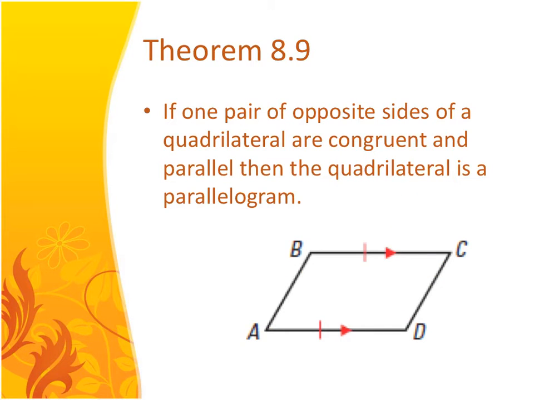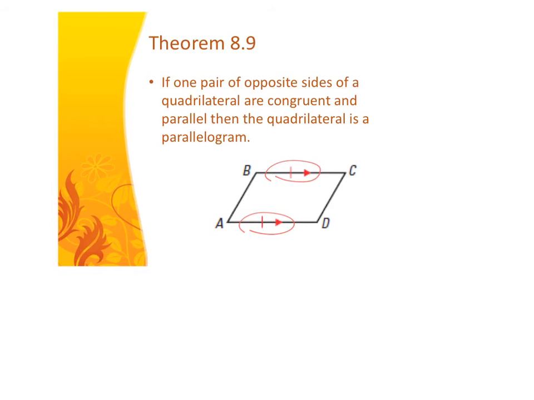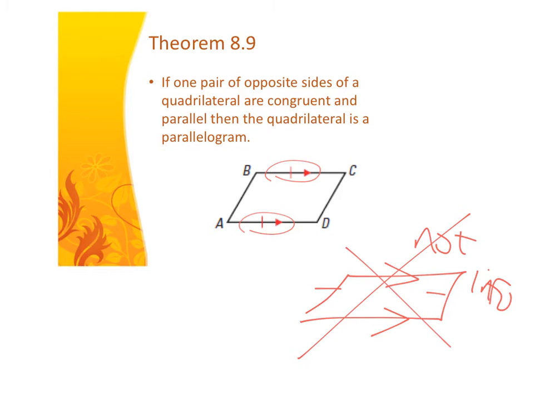Okay, theorem 8.9 states that if one pair of opposite sides of a quadrilateral are congruent and parallel, then the quadrilateral is a parallelogram. So in this case, the parallel marking and the congruent have to be on the same side. Okay, if I had something that looked like this, with the parallel here and the congruent here, this would not be enough information. So this one would not work. The parallel indicator and the congruency mark have to be on the same pair.